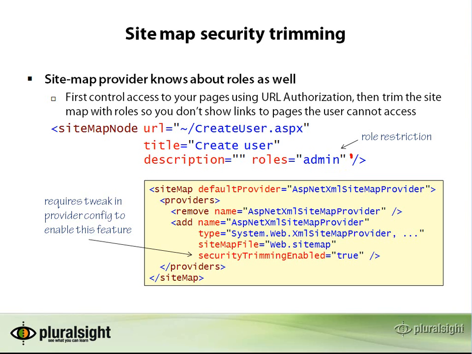If you just go ahead and do that and add that attribute everywhere you need it, you'll find that nothing will happen. You have to do one more thing. You actually have to tweak your config file to say you want security trimming enabled. And this is easy enough to do. Let me show you how it works.